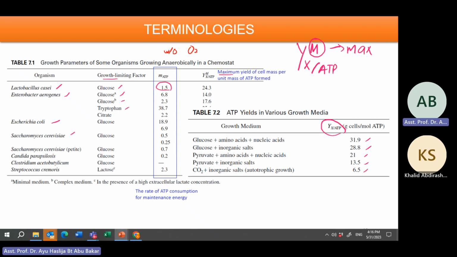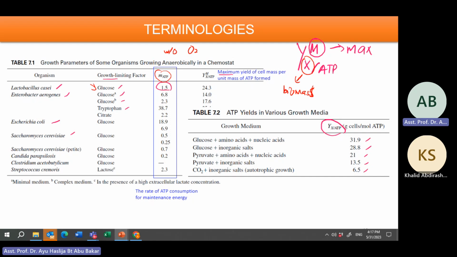So the system should monitor the glucose composition, glucose volume for this kind of organism. This is the M. M is the rate of ATP consumption for maintenance energy. So it uses up this amount of ATP. Why X over ATP just now? X is what? Biomass. Biomass per ATP use. Okay, this one, X over ATP, so biomass per ATP use.